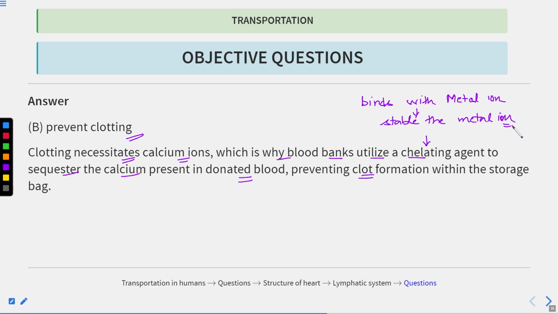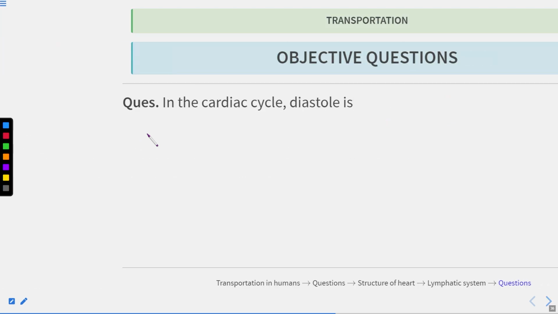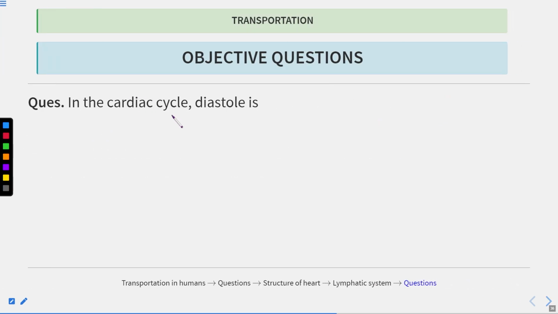So after stabilization, this calcium ion will be stabilized and it cannot be used in the process of blood clotting. So chelating this calcium ion, or removing the calcium ions from the blood, will prevent the clotting of the blood. The next question is, in the cardiac cycle, diastole is.